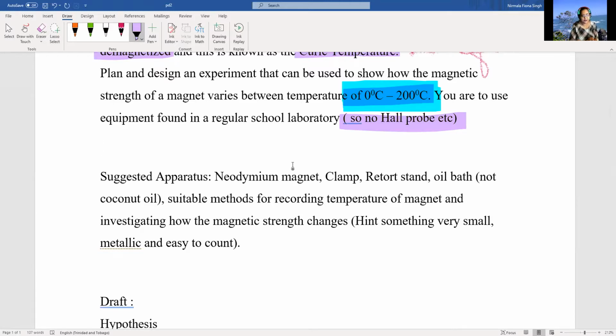Because we're using a super strong magnet, it will hold our things better, so we'll be able to see them. They won't jostle off so easily. A clamp, a retort stand, an oil bath. This is the biggest hint I'm giving to you all. What is a water or an oil bath? Can anybody tell me from your other subjects' knowledge what that is?